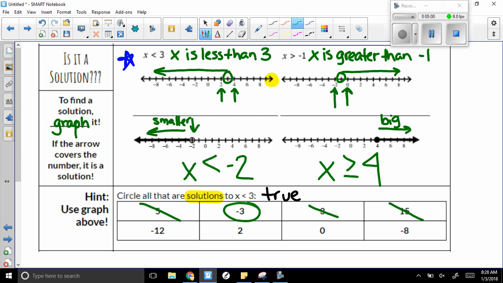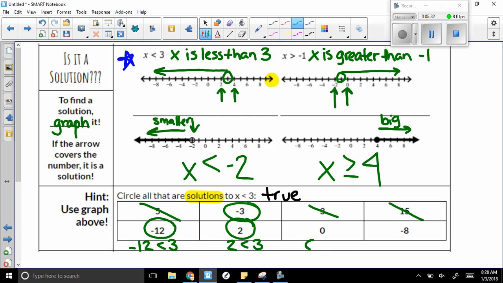Another way is that you can take that number and put it into the inequality sentence in place of x and see if it works. So let's try that out for the next one that they asked me for. They're asking me for negative 12 less than 3. Any negative number is going to be smaller than a positive number, so that one makes it true. Let's try out number 2. Is 2 less than 3? Again, I just take that number and put it in for x. Well, 2 is a smaller number than 3, so I'm going to go ahead and circle that.